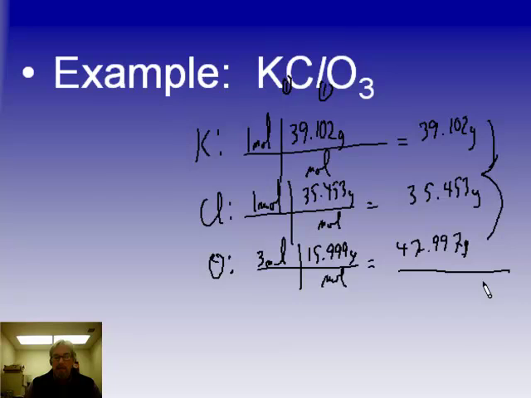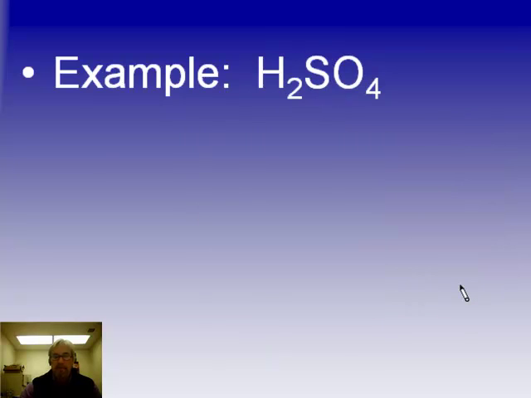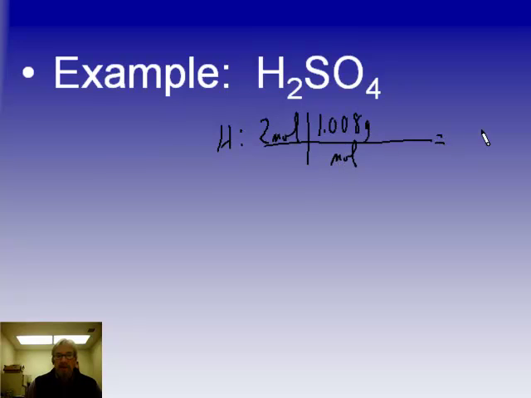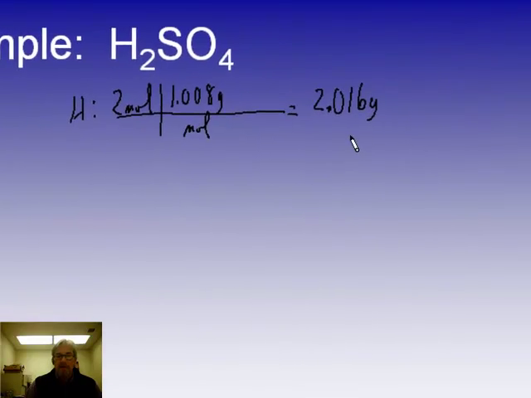I'll add them up. When I do that, I get 122.550 grams per 1 mole of KClO3. There's my molar mass. Let's do another example for a molecular compound, H2SO4. I have hydrogen in here. The subscript of 2 means 2 moles of H. The molar mass of hydrogen is 1.008 grams per mole, so that means I'll have a total mass of 2.016 grams of hydrogen in 1 mole of H2SO4.